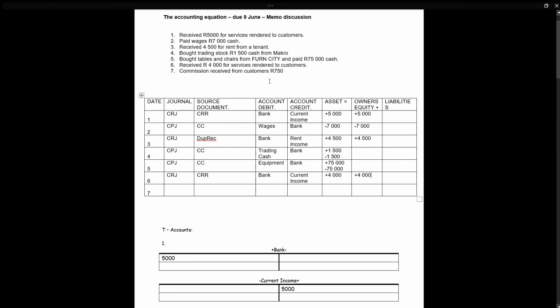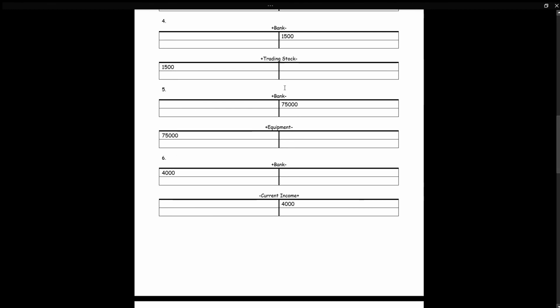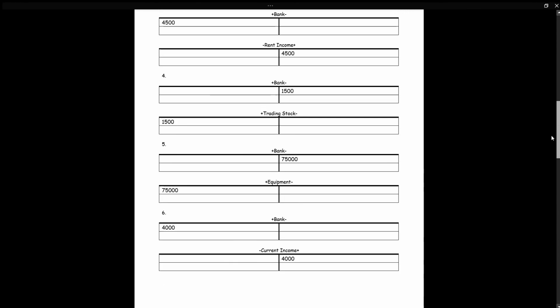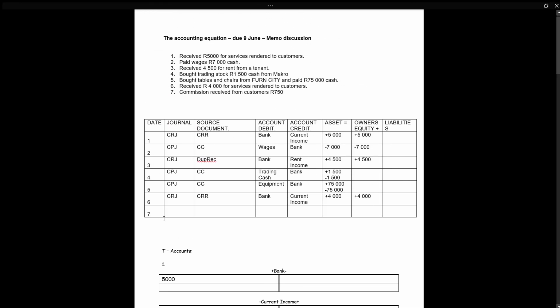Commission received from customers 750 Rand. Right, so bank will increase with 750 Rand. Commission income classified as income will increase in my credit side with 750 Rand. Right, so we received money, therefore cash receipt journal. You will normally issue a duplicate receipt for money that you've received. So you will issue a receipt and keep the duplicate.